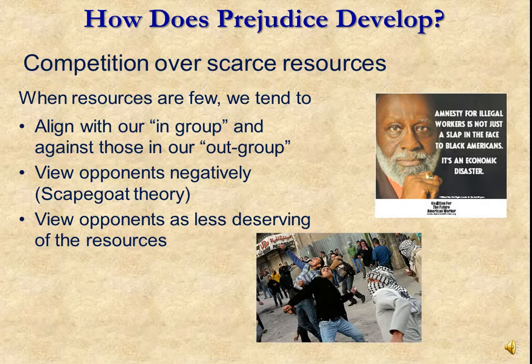And so the idea is, if we are in competition for these scarce resources, I need to band together with other people in my in-group. Black Americans band together with other Blacks. Mexican Americans would band together with other Mexicans. And so there is quite a bit of racial prejudice between these two groups.